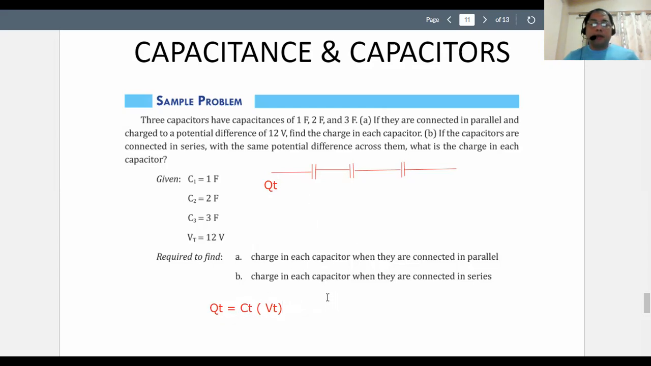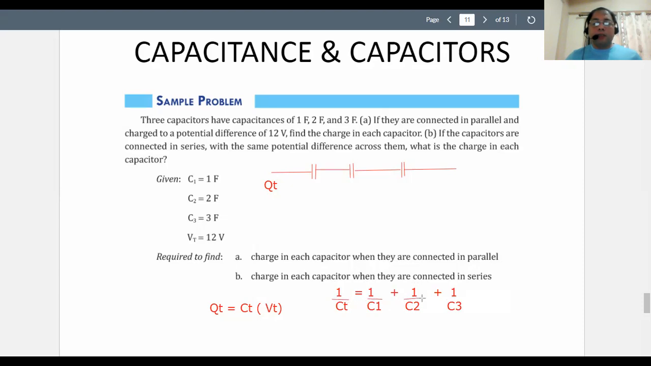And C total, if it's in series, is 1 over C total equal to 1 over C1 plus 1 over C2, and lastly 1 over C3. So we just take the reciprocal values of them.